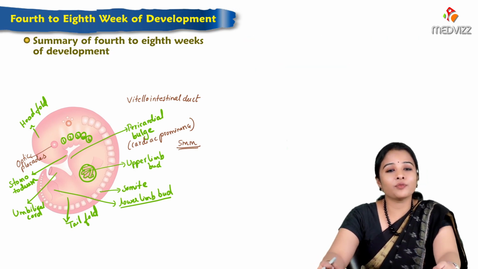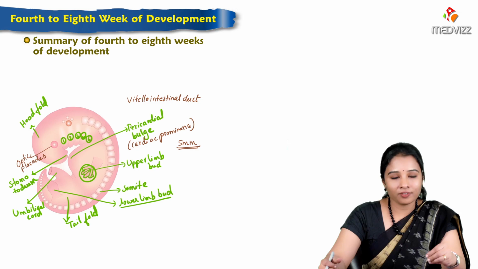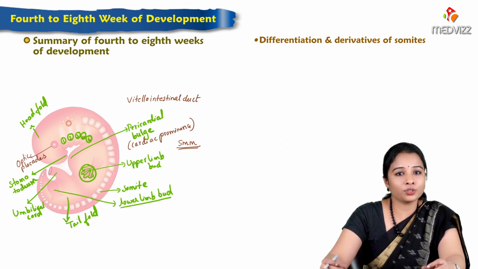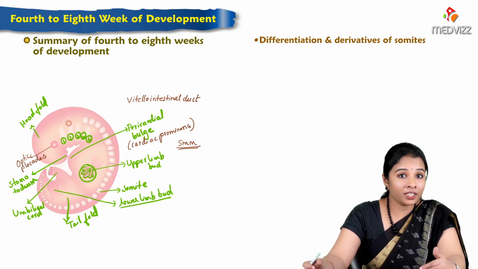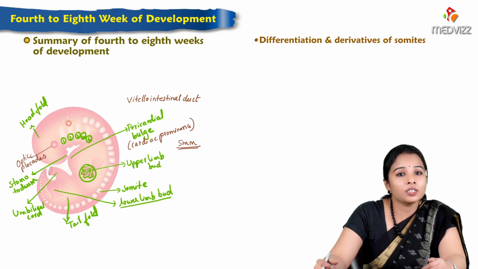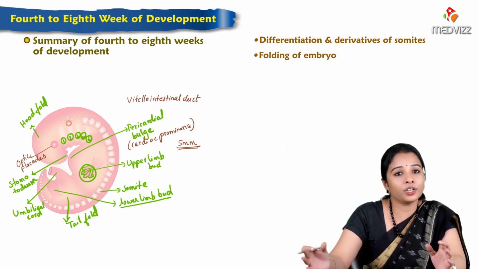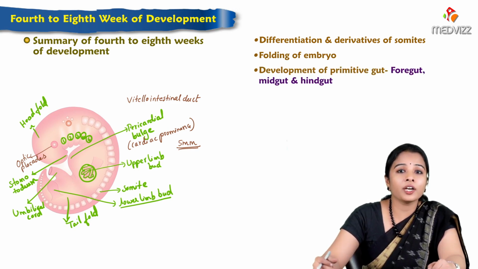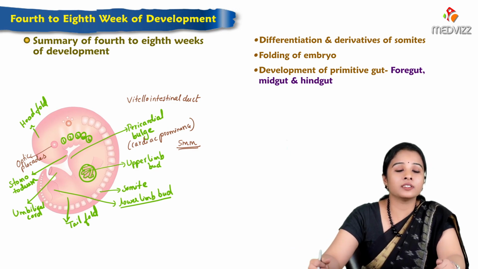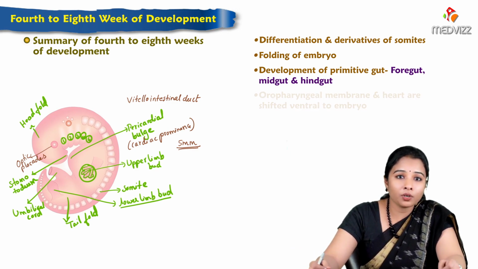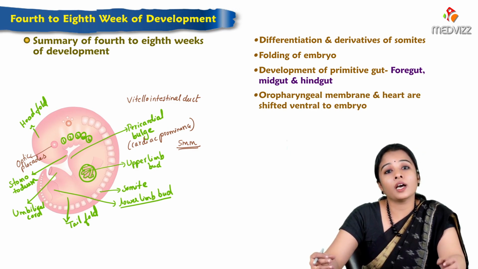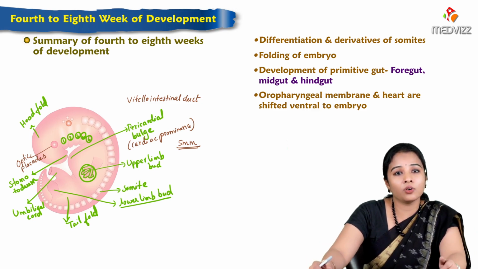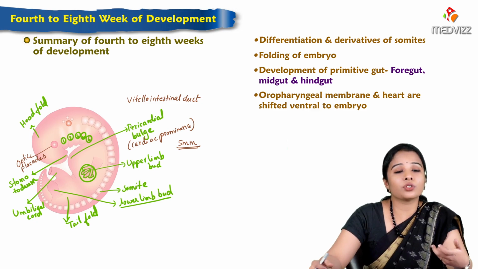So in summary of this 4th to 8th weeks of development, we learnt about differentiation of somites during the 4th to 5th week. And we saw the derivatives of somites today, and we also learnt the foldings of the embryo, that is the head fold, tail fold, and 2 lateral folds, and development of the primitive gut into foregut, midgut, hindgut, which gets incorporated inside the embryo. And we know the oropharyngeal membrane and heart are shifted to the ventral side of the embryo, which were at the cranial end.